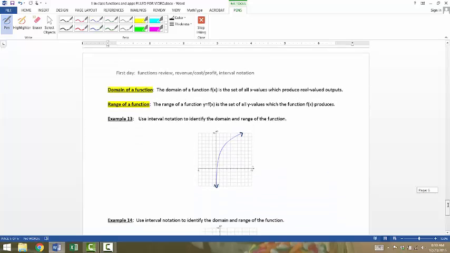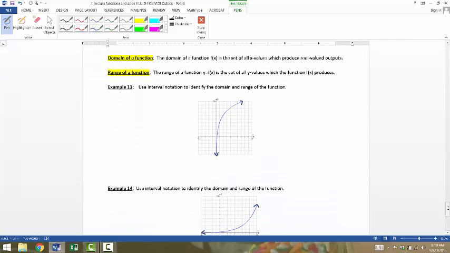All right, and just one last thing here before we go on to the day 2 content. Recall the domain of a function is the set of all x values that you can plug in to produce real valued outputs. The range of a function is the set of all y values that the function produces. So we can use that same idea with interval notation and shading intervals to help identify domain values.